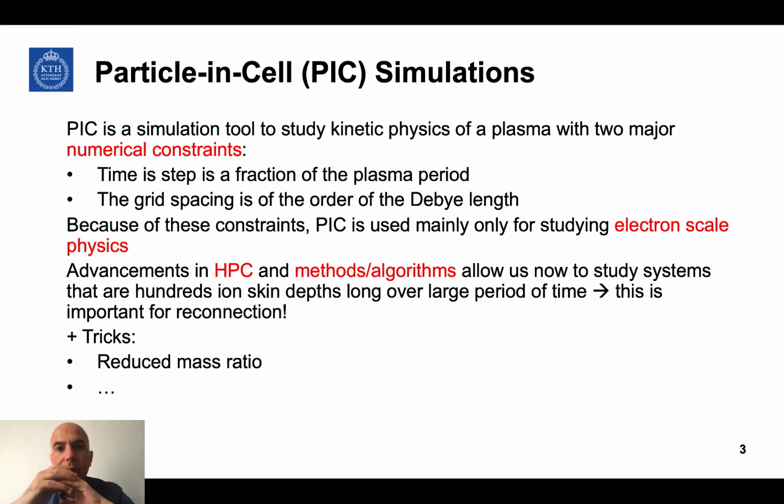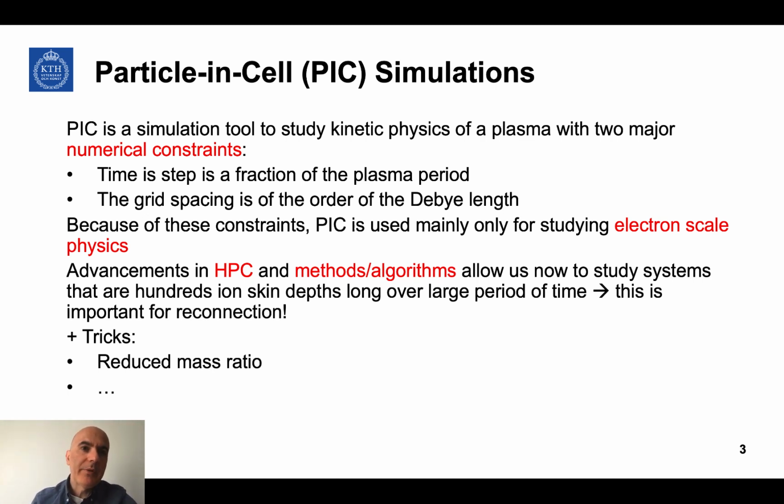Keep in mind that the plasma period and other quantities depend on the mass ratio. So by changing the mass ratio, we can increase or decrease the separation of scales between electrons and ions.